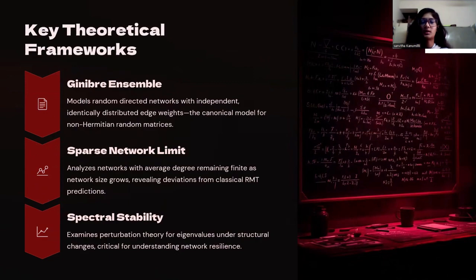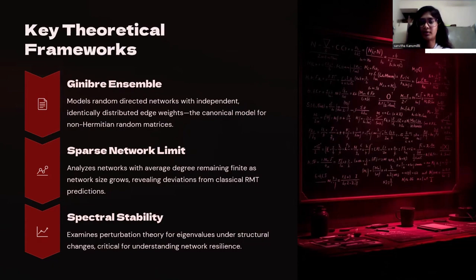Some key theoretical frameworks are the Ginibre ensemble, sparse network limit, and spectral stability. The first one is the Ginibre ensemble. It explains models of random directed networks with independent identically distributed edge weights, the canonical model for non-Hermitian random matrices.